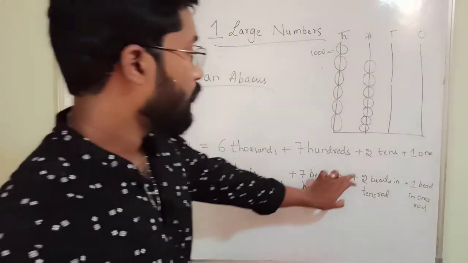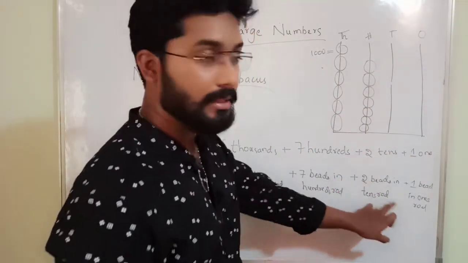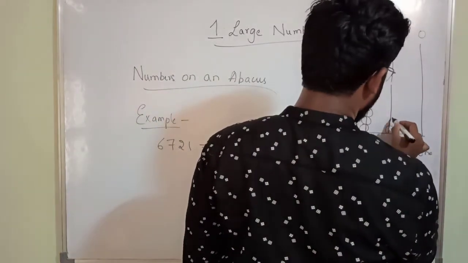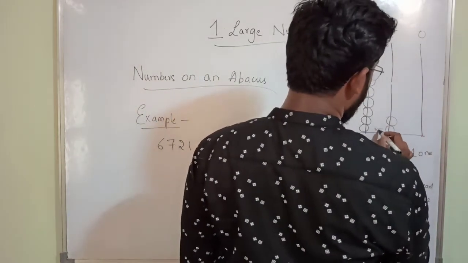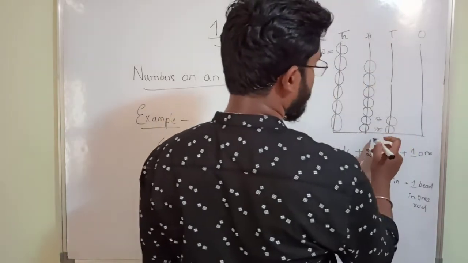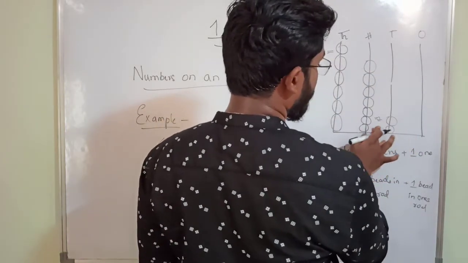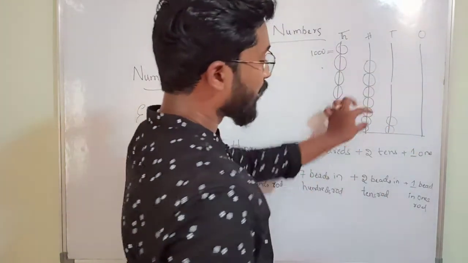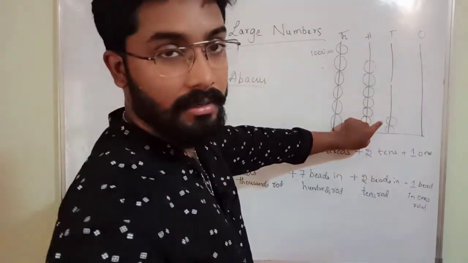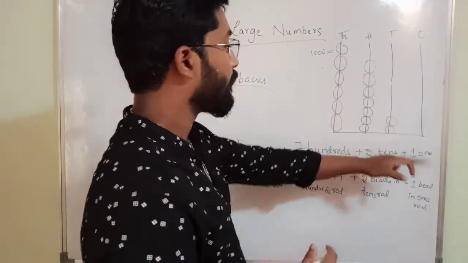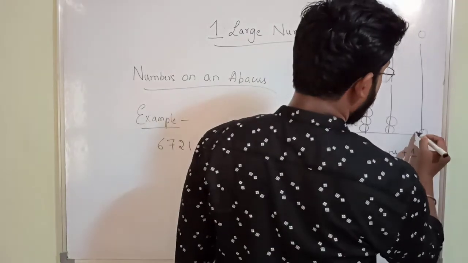Okay, 2 tens, 2 beads in tenth rod. 2 beads, 1, 2. This is 10, this is 10. How much? You will get 20. So the value is 20. This bead value here in tenths rod is 10. In ones rod it is 1. Here each value is 1.